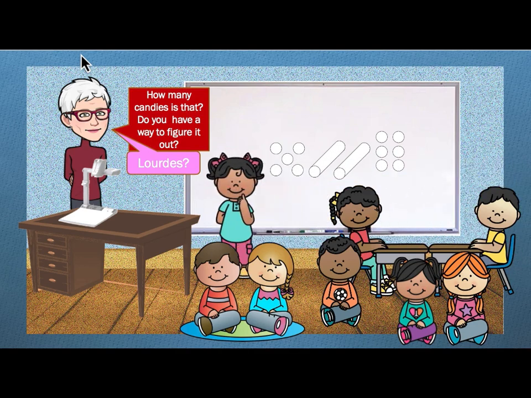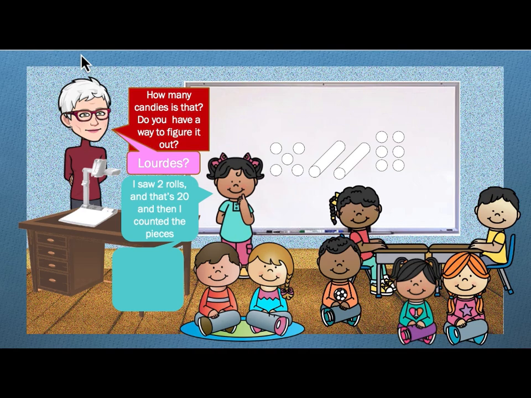Lourdes might say, "I saw 2 rolls, and that's 20, and then I counted the pieces, 21, 22, 23, 24, all the way up to 31." Notice several things about her solution. First, she distinguished between the 10s and 1s, the rolls and the pieces, and knew their quantitative value. Second, she didn't need to count the rolls by saying 10, 20. Rather, she said, "I saw 2 rolls, and that's 20." Finally, she counted the pieces by 1s.